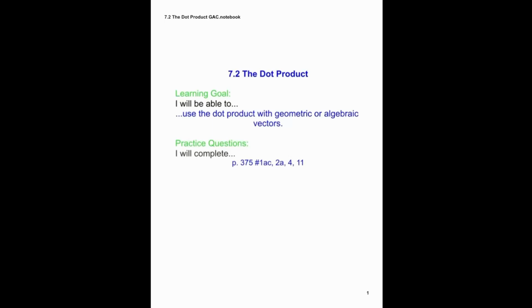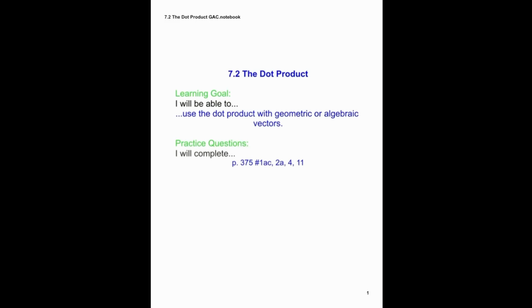Today's lesson is about a concept called the dot product. This is one of those concepts that's deceptively simple, yet shows up absolutely everywhere in physics, computer graphics, engineering, and of course, here in our calculus and vectors course.